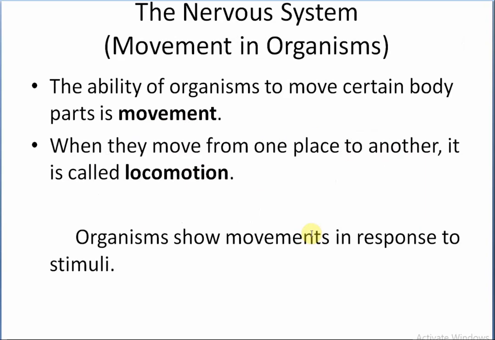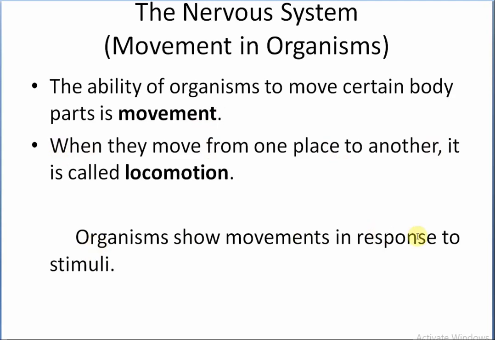So, let us start with the nervous system. Movement in organisms: the ability of an organism to move certain body parts by itself is called movement. When an organism moves from one place to another, it is called locomotion. We have already discussed locomotion in the tissue chapter, class 9.